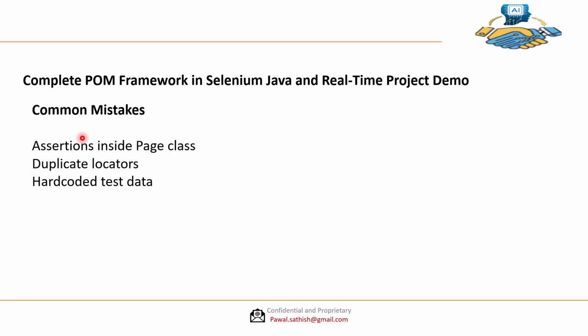Before we implement the POM framework, we need to avoid some common mistakes. We should not use assertions inside the page class. We need to put the assertions in the test method. We need to avoid duplicate locators, and we need to avoid hard coded test data.